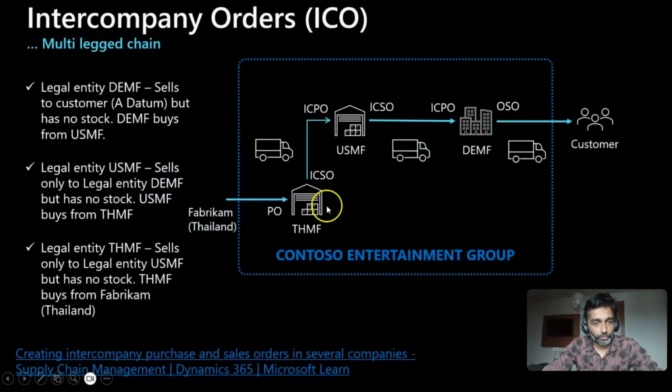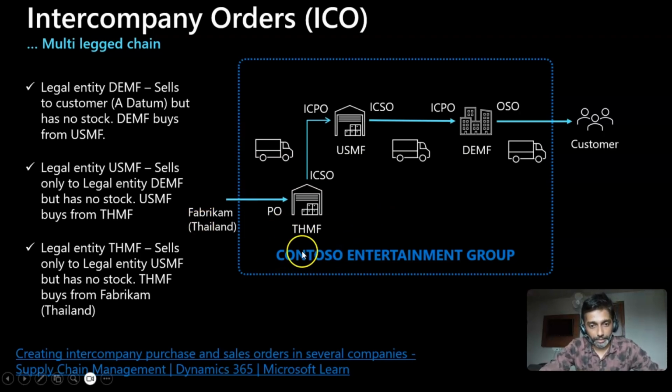So first, let's try to understand the multi-leg chain. Overall, if you have clearly understood the configuration and the two-leg chain and the three-leg chain, the idea of the process flow remains the same. But in this case, since you have a demand from a specific customer or a legal entity, that particular demand can be fulfilled from multiple child legal entities of the same parent enterprise.